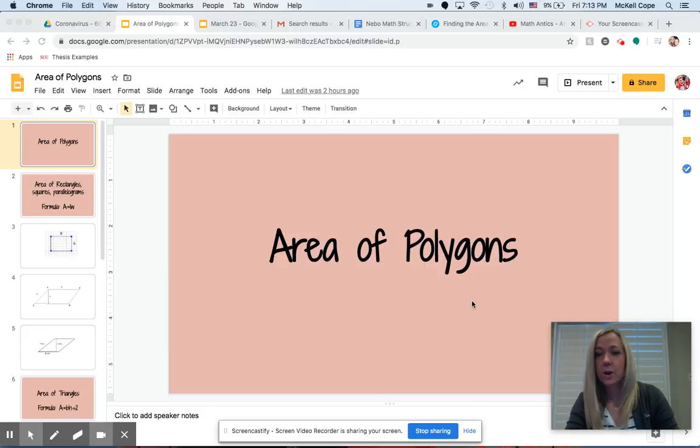Hi, you guys. So to start this week off, we are going to be reviewing some things so that we can move on and finish up geometry. So the first thing we're going to review today is the area of different polygons, which are different sided shapes. So these are all two-dimensional shapes.